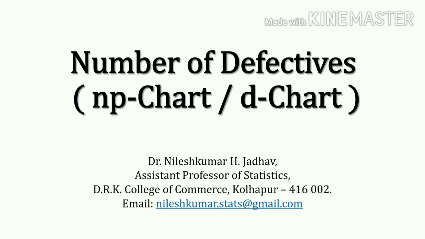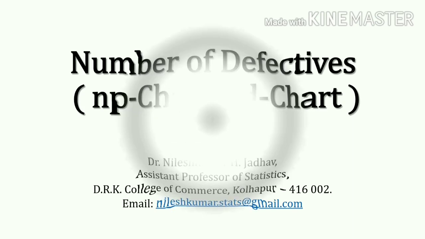The following are the control charts for attributes: NP chart or D chart and C chart, which is included in our syllabus. So in this video we will learn how to prepare number of defectives control chart, that is NP chart or D chart, by using an example. Before proceeding to the example, let us briefly review the steps involved in the construction of NP chart.